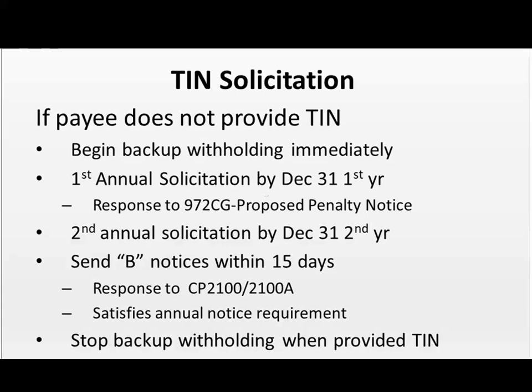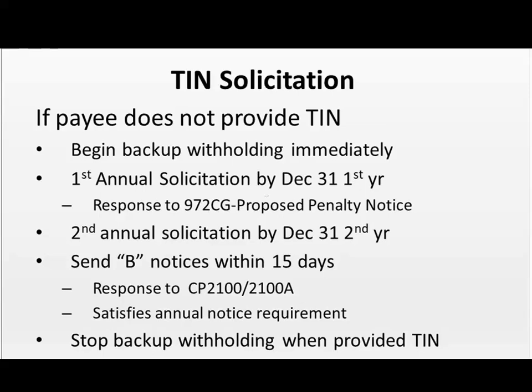Second annual solicitation by December 31st of the second year. If you get a CP 2100 or 2100A, you're going to send out what are called B notices. These are notices that you're going to begin backup withholding on that particular person. You send those B notices out within 15 days. That counts as the annual notice requirement when you send that out. And you stop backup withholding when you're provided with a TIN.